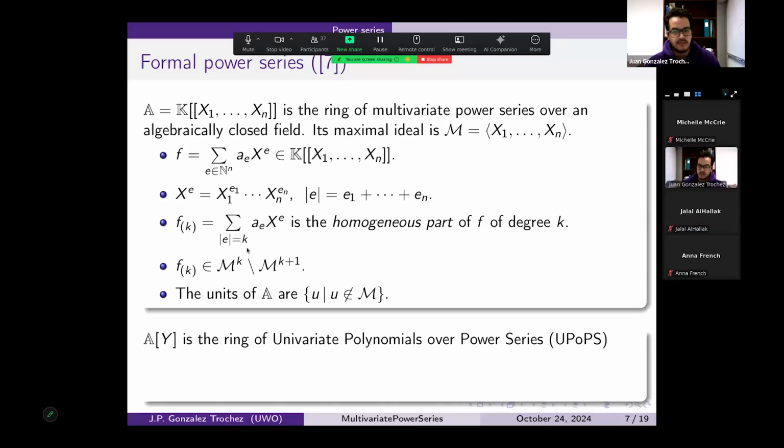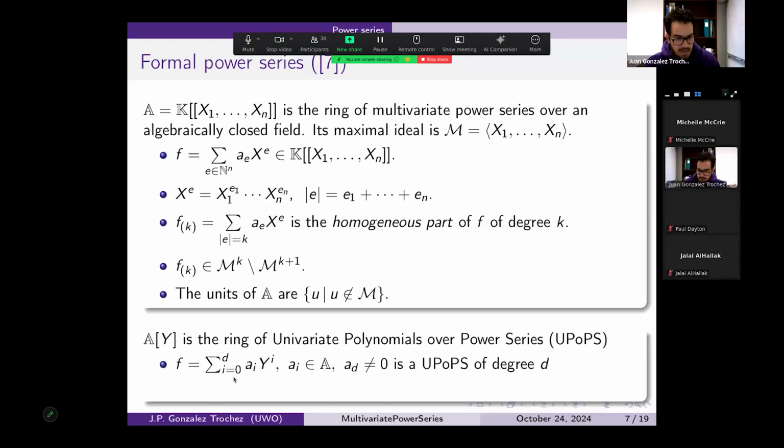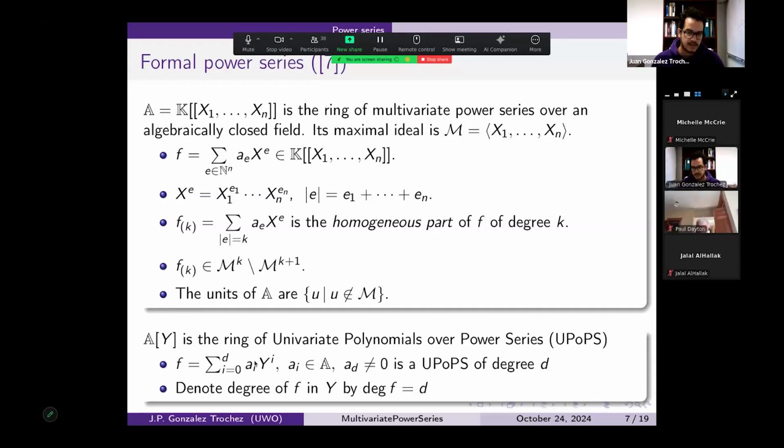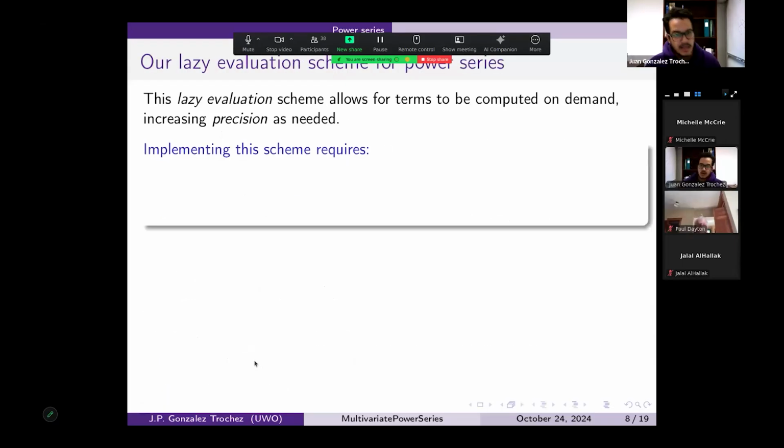We are able to define polynomials with coefficients as power series. For short, we will call them UPOPs. The form that they have is like this: we have a polynomial in the variable y, and the coefficients will be multivariate power series. Our lazy evaluation scheme allows the users to compute terms on demand, increasing the precision as needed.